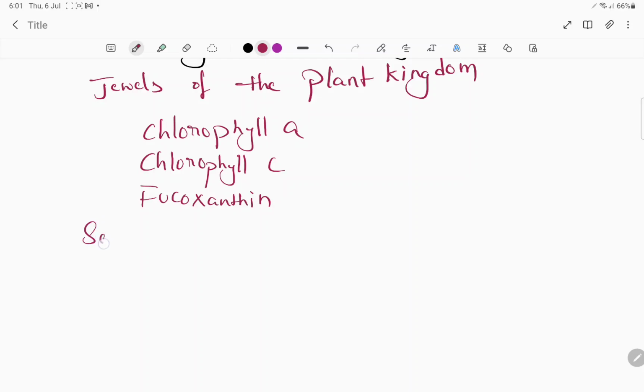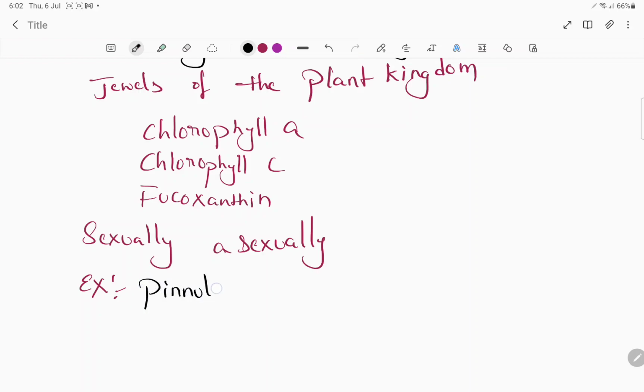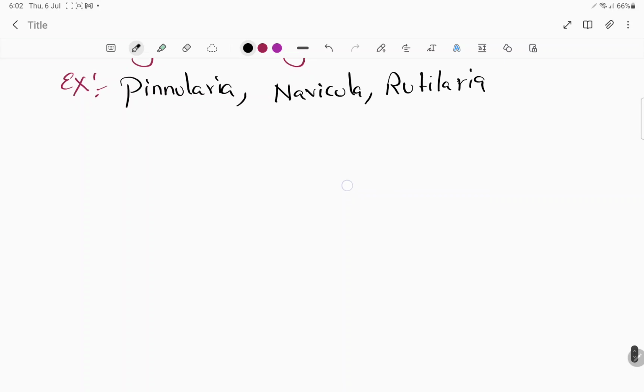So they reproduce sexually as well as asexually. Right? So examples are Pinnularia, Navicula, and Rutilaria. Pinnularia, Rutilaria, and Navicularia.